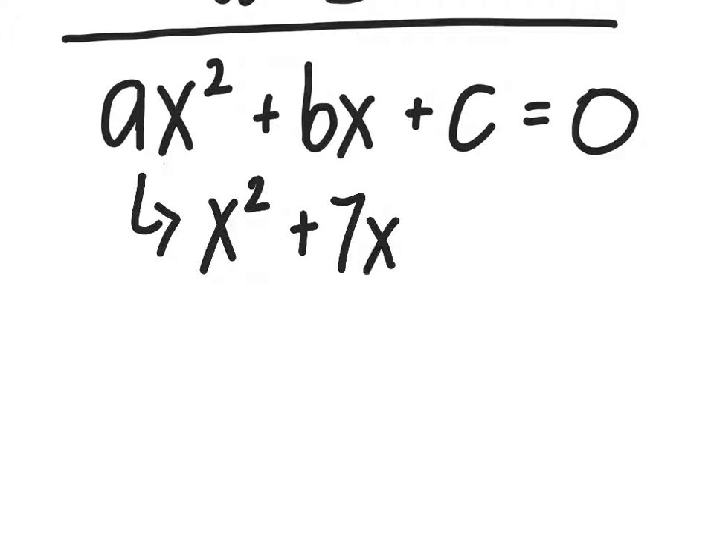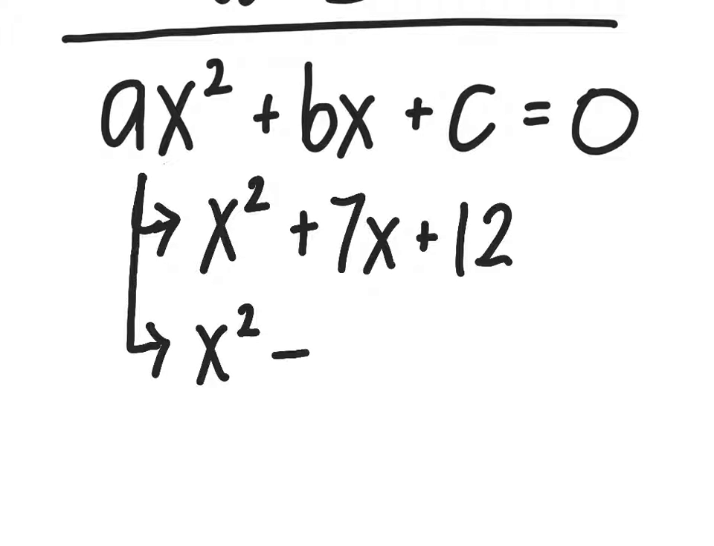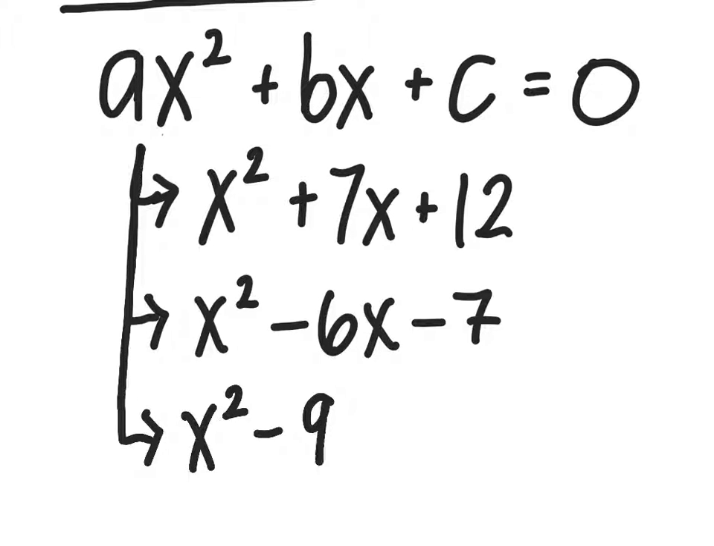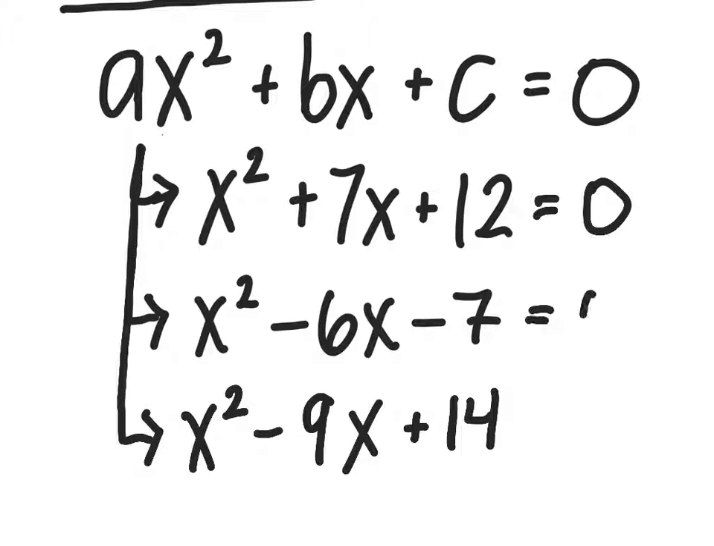plus 7x plus 12. Another example of this could be x squared minus 6x minus 7. Or a final example could be x squared minus 9x plus 14. When we are factoring, what we want this to look like is we want to change it from standard form to factored form. So we are going to do each of these examples.